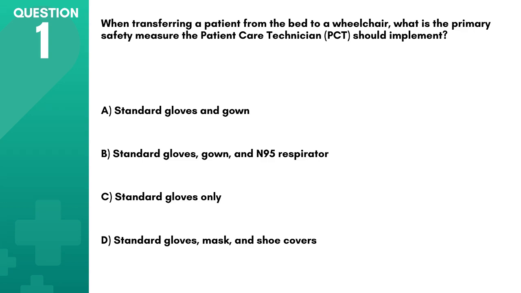Question 1. When transferring a patient from the bed to a wheelchair, what is the primary safety measure the patient care technician, PCT, should implement? A. Ensure the wheelchair brakes are locked. B. Ask the patient to stand on one leg. C. Use a gait belt only if the patient is dizzy. D. Lower the head of the bed completely.